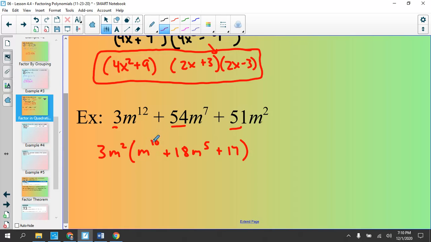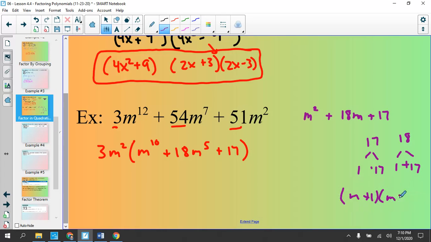What's the deal here? 10th degree? How the heck am I going to factor this? Let me ask you this. If this was m squared plus 18m plus 17, hopefully we would say, yeah, I know how to factor that. I need two numbers that multiply to 17 that add up to 18, right? Our quote-unquote traditional normal factoring. 1 times 17, 1 plus 17. That would be m plus 1, m plus 17. I know that's not the problem, but it's close to it. I see an m, an 18, and a 17. There's 3 terms.